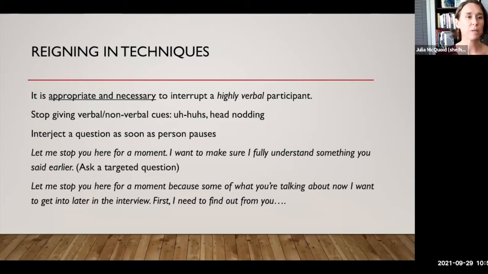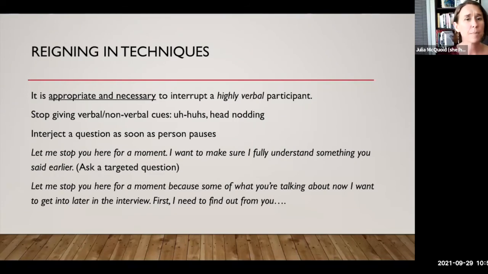So in these situations, we need to redirect people toward the content that will be useful for the study. In these cases, we stop giving verbal or non-verbal cues. We jump in with a question as soon as there's a little bit of a pause. You even sometimes have to interrupt the person and say something like, "Let me stop you there for a minute. I want to make sure I really understand something that you were just saying," and then redirect to the topic that you were on before they went off onto something that's not relevant to your study.